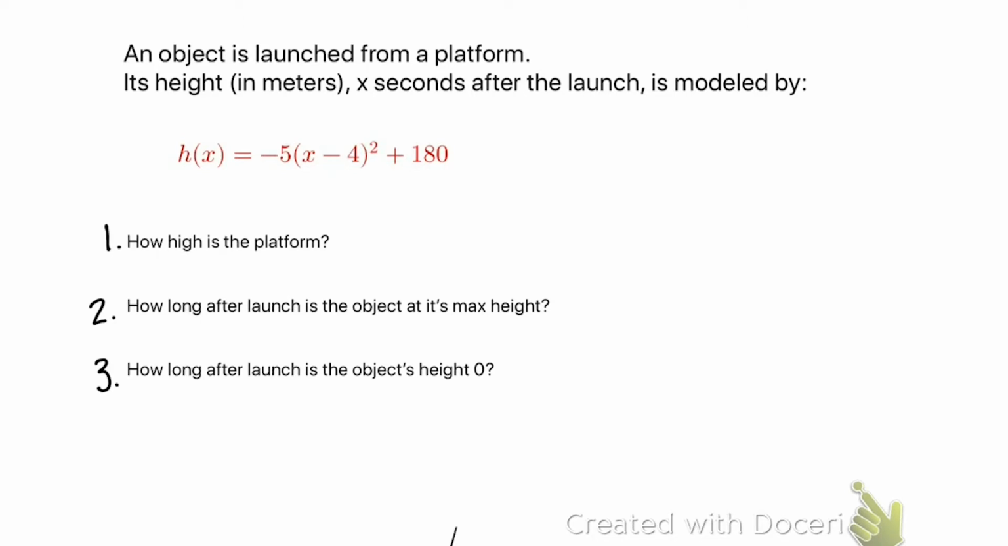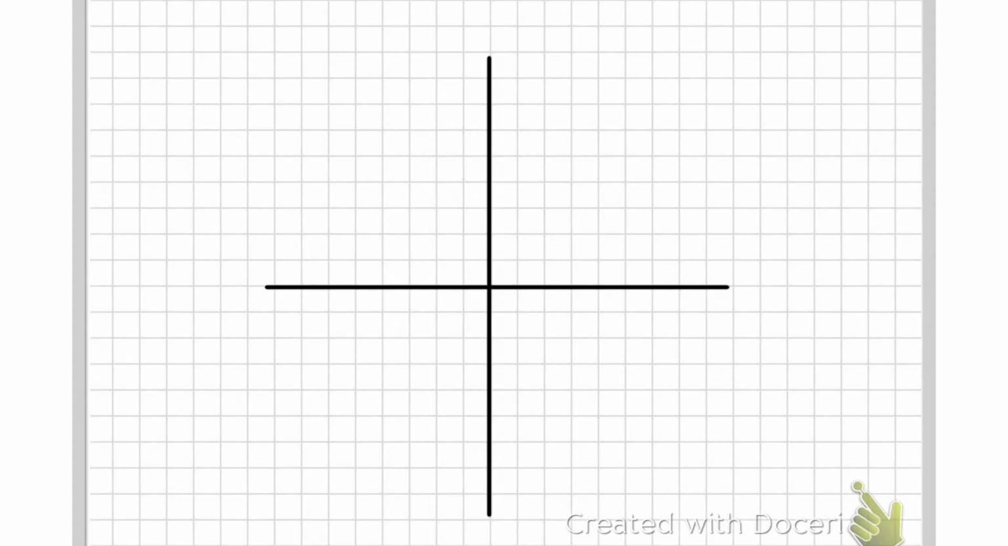First question, how high is the platform? Well, if you think about it, how high it is is where it starts. Since it says it's being launched from a platform, it's not being launched from the ground. So it's like we took a stopwatch. If I was going to graph it, this would be time, and this would be the height. This is where time is 0, and we're increasing over time.